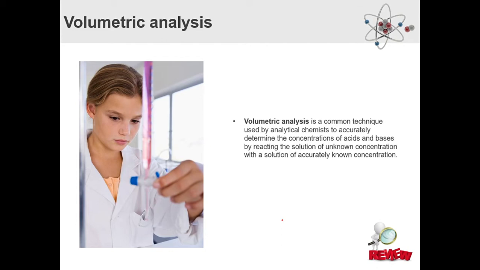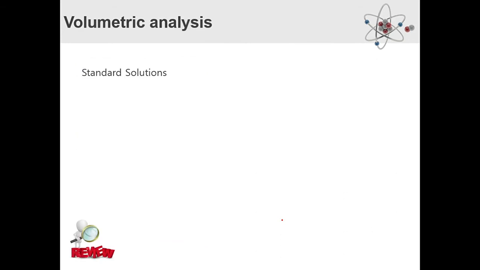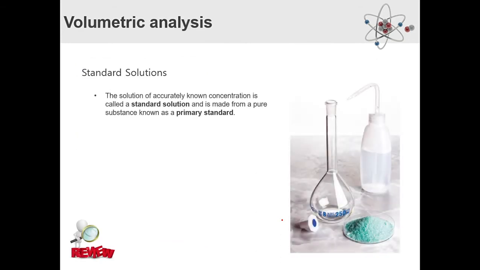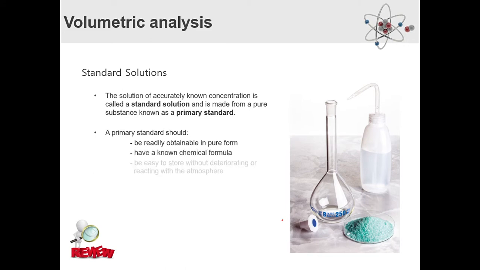We do it via volumetric analysis. It's a common technique used by analytical chemists to determine concentrations of acids and bases by reacting an unknown concentration of solution with a solution of accurately known concentration. So, standard solution. It's made from a primary standard. This is a compound which we know the chemical formula. It's readily accessible, and it's easy to store without deteriorating or reacting with the atmosphere.